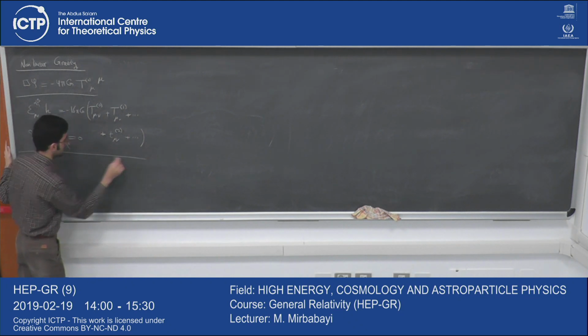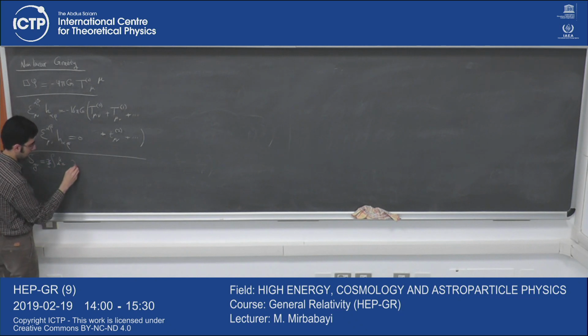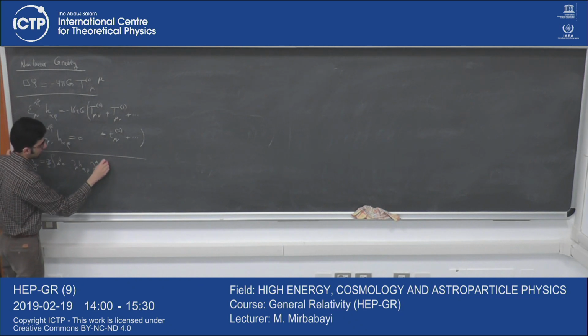So if we remember, we said that we write some action for h_μν. So we have some gravitational action. How did it look? It had the following structure. There was a kappa. Something like kappa over 2, ∫d⁴x, maybe a minus sign, and then we had ∂_μ h_αβ ∂^μ h^αβ plus some other terms.